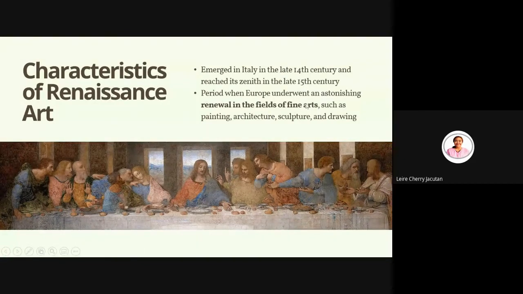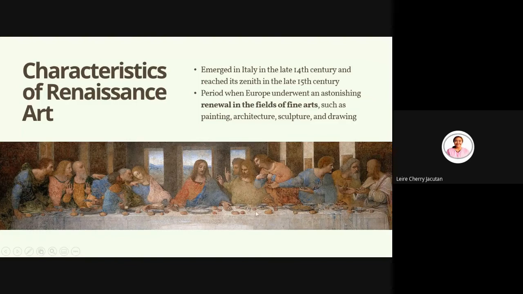So this is the period when Europe underwent an astonishing renewal in the fields of fine arts such as painting, architecture, sculpture, and drawing, di ba? Kaya nga tinawag na Renaissance, rebirth of the arts, rebirth of the sciences. So, isa sa mga pinakakilalang painting from the Renaissance is yung The Last Supper by Leonardo da Vinci. So, we could already analyze itong painting na to in terms of the elements and principles of design.